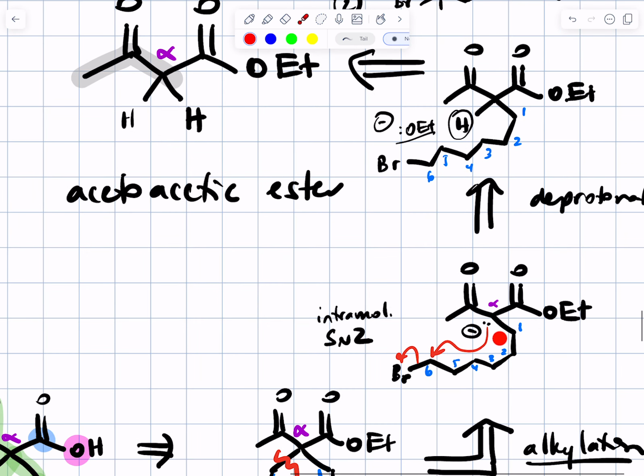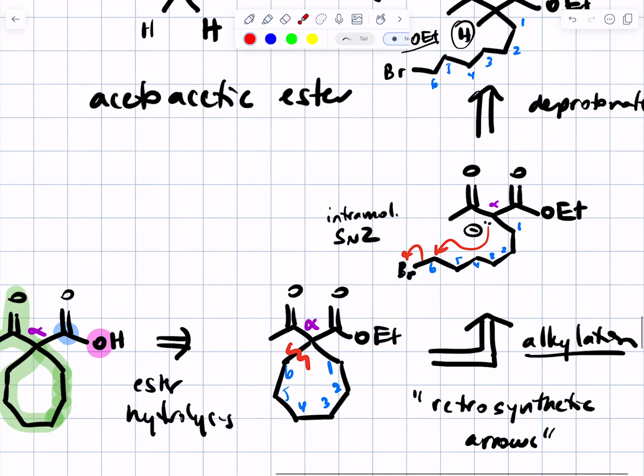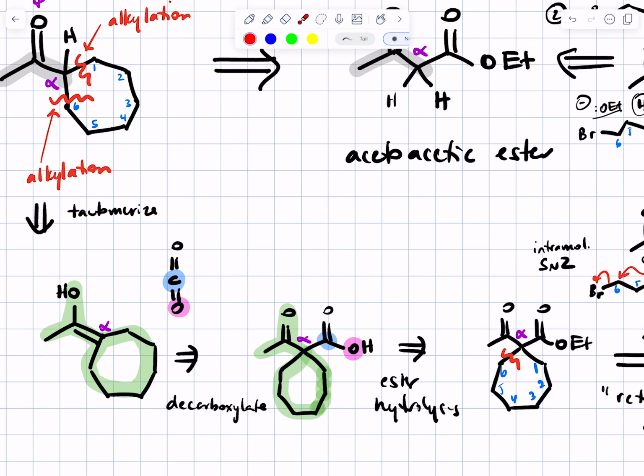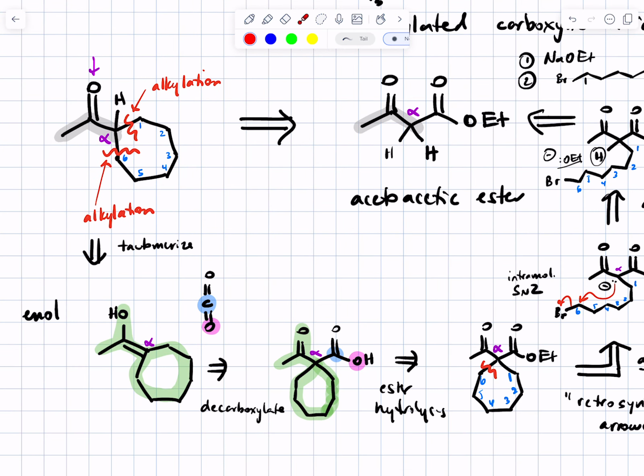We deprotonate again to get this one. We then do the intramolecular SN2 alkylation to give this intermediate. Then we hydrolyze the ester, decarboxylate, and tautomerize, and there we go. All right. Questions about that?